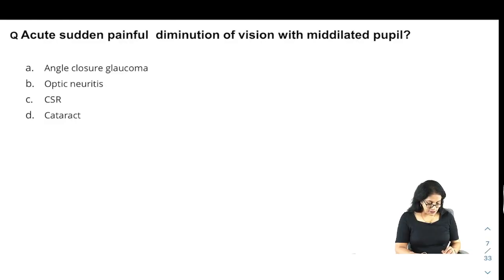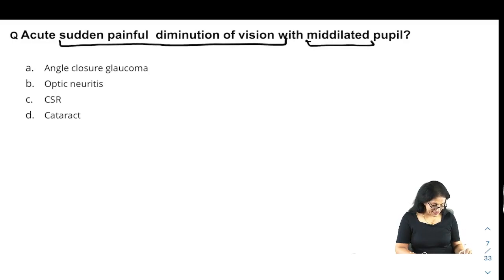Then we come to the next question. The next question that was asked was acute sudden painful diminution of vision with mid-dilated pupil. It's so simple. There is pain, there is diminution of vision, and there is a mid-dilated pupil. Of course, we are talking about acute congestive glaucoma, or angle closure glaucoma. Acute congestive will become even more painful with very high pressures. Acute congestive is a stage of angle closure glaucoma. So here what we are going to answer is angle closure glaucoma.